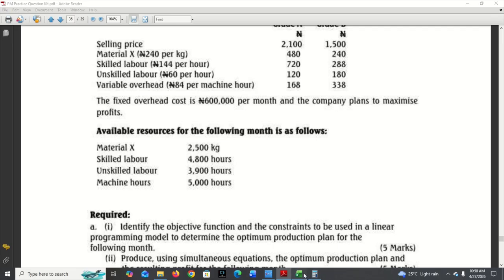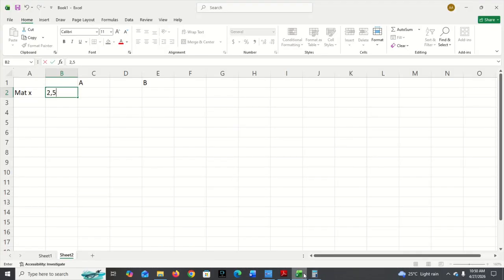So that will be 2,500 divided by 2. That will give us 1,250. Okay. Then for B, remember, let's go back to our B.